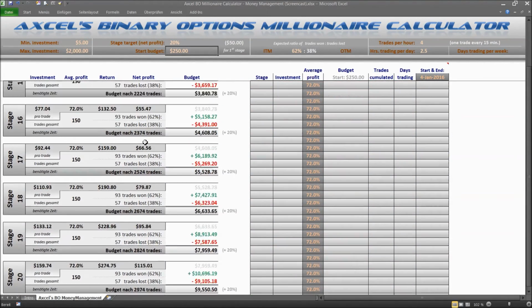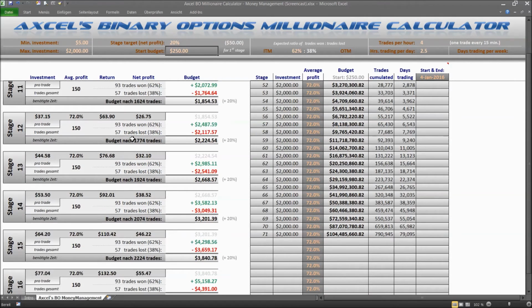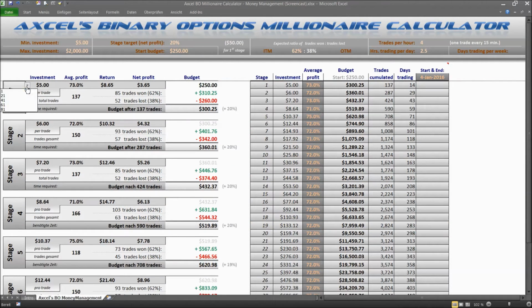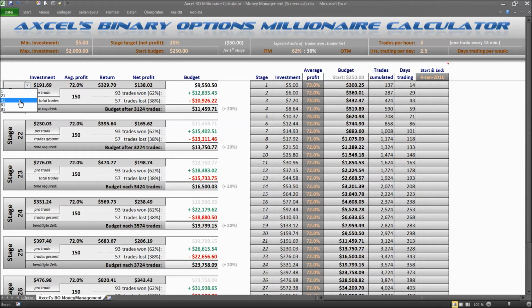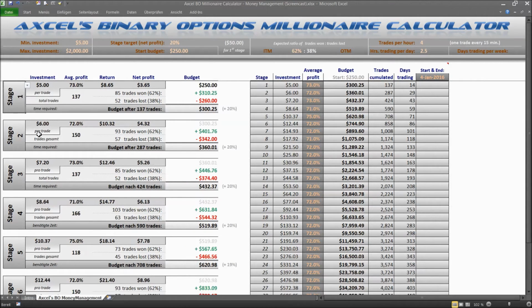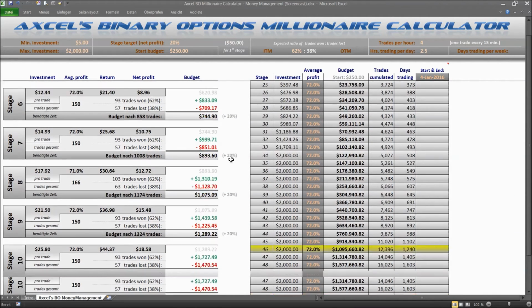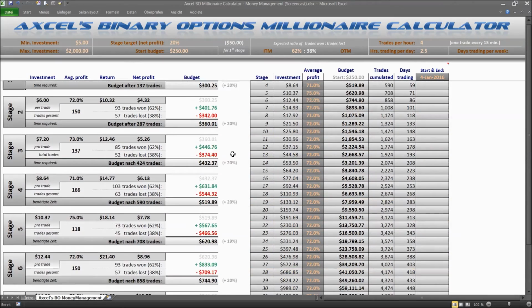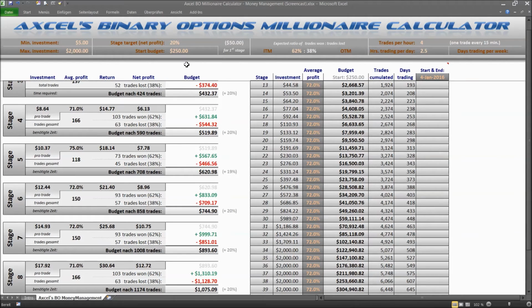There are 20 stages displayed at once on this page, but of course you can also have a look into higher stages by just entering the list here and selecting a different interval. That is possible, and you can also double check the increase of your budget, and sometimes it is not the value that you entered up here, like here for example, and that is due to rounded values. You cannot trade half trades, for example. You cannot make half trades, so all trades have to be rounded to a full trade, and also this value is dependent a little bit on this average profit.